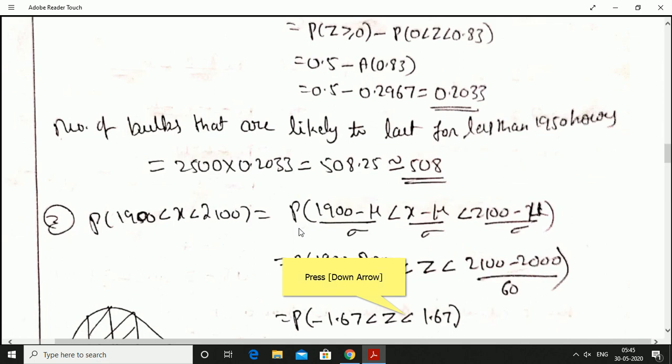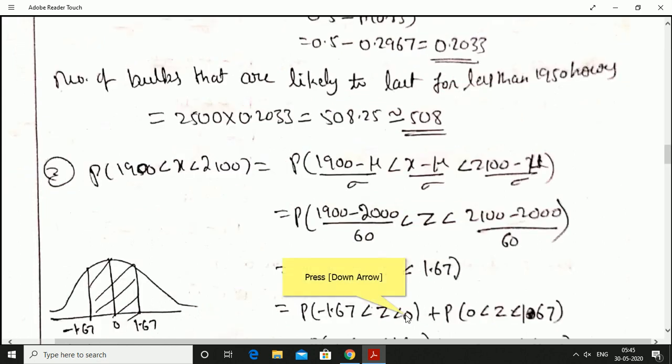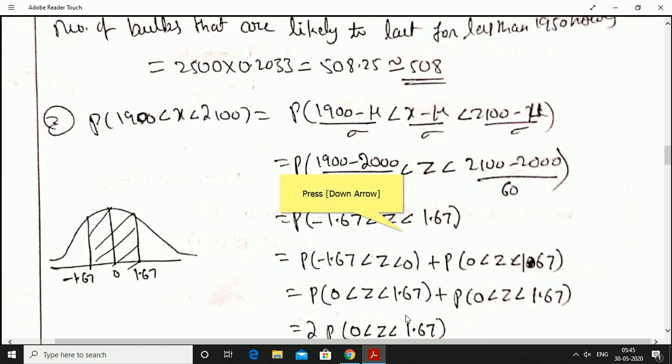Next required probability is the number of bulbs between 1900 and 2100 hours. Probability of (1900 minus mu) by sigma less than (x minus mu) by sigma less than (2100 minus mu) by sigma. (X minus mu) by sigma I call Z, and if I substitute mu and sigma values and simplify, it comes out as probability of minus 1.67 less than Z less than 1.67.